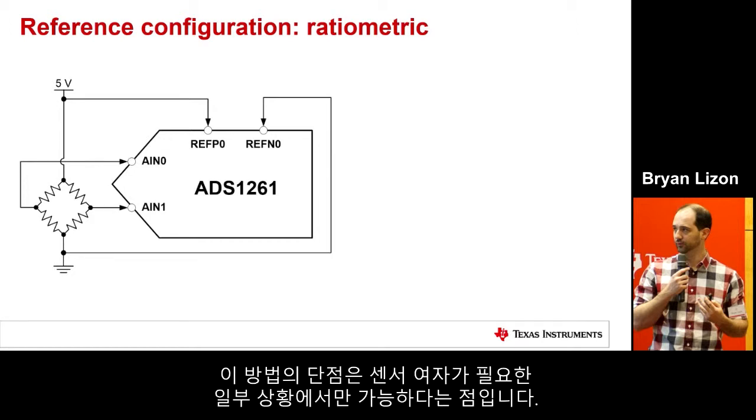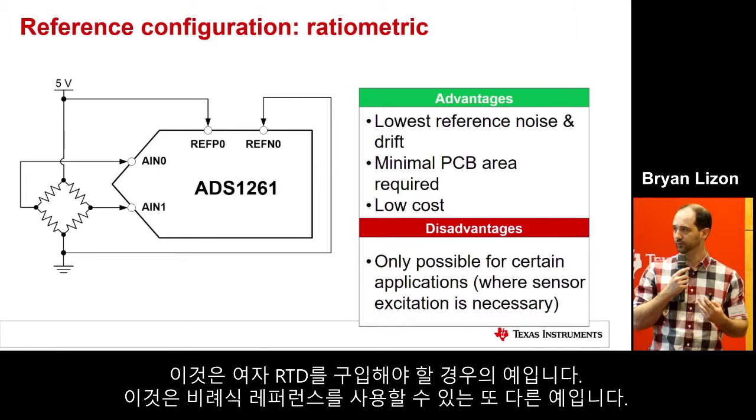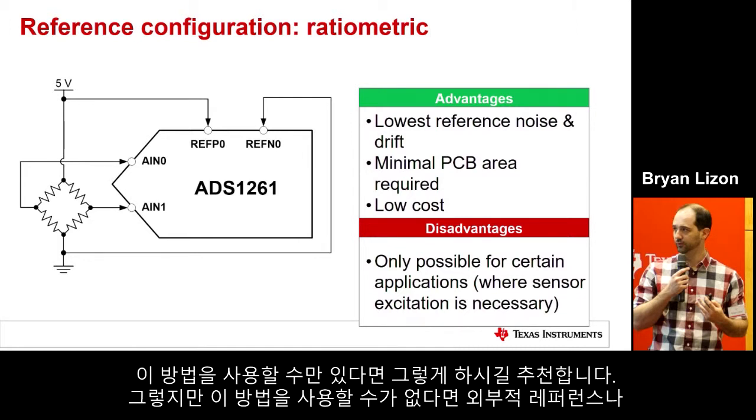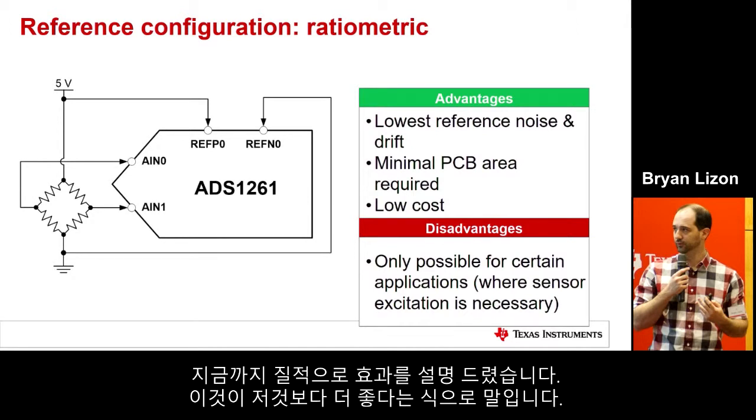The downside to that is it's only possible in certain situations when you need sensor excitation. So this is an example of one of those. If you need to bias or excite an RTD, that's another example of where you can use this ratiometric reference. But it's not able to be used in all circumstances. So if you can use it, we recommend you do. But if you can't, then you have to choose either an internal or an external reference. And we've talked about this effect qualitatively so far, just saying one is better than the other.